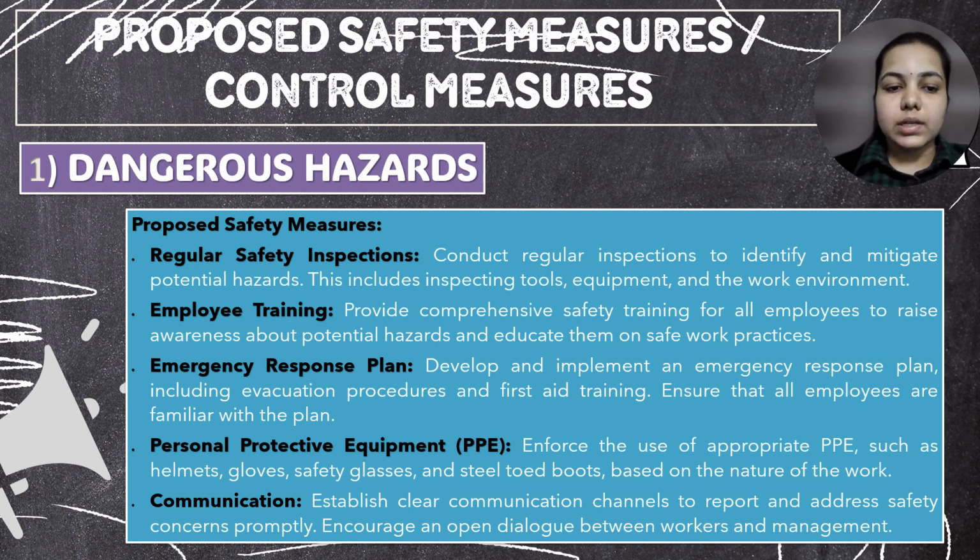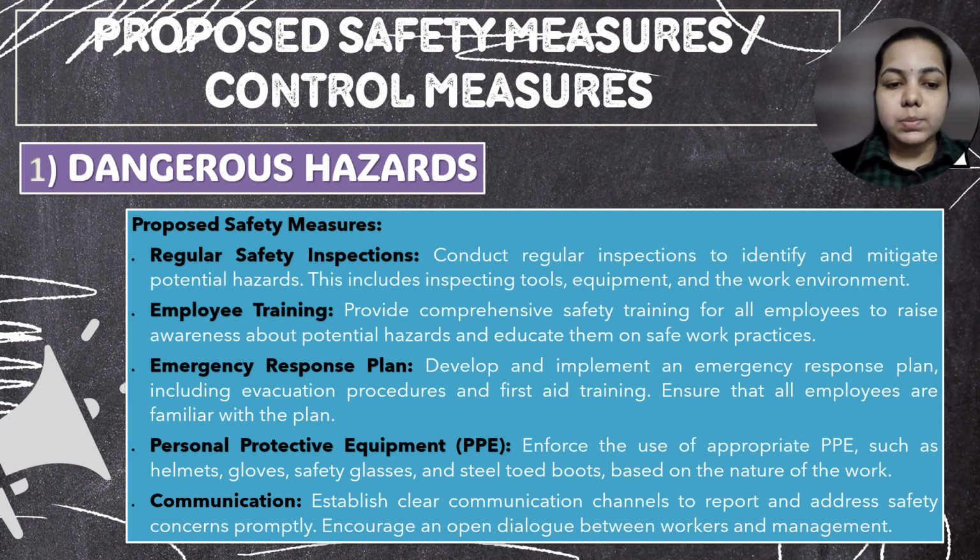The second point is employee training. Provide comprehensive safety training for all employees to raise awareness about potential hazard and educate them on safe work practices. The third point is emergency response plan. Develop and implement an emergency response plan, including evacuation procedures and first aid training. Ensure that all employees are familiar with the plan.